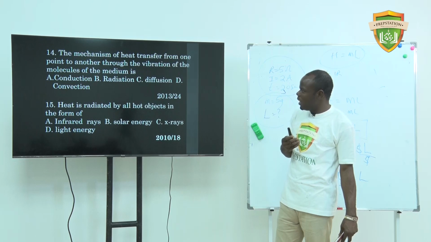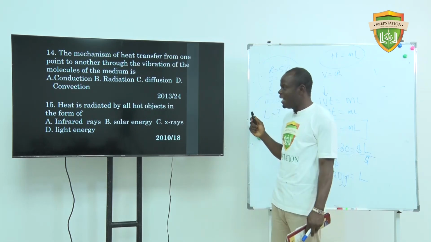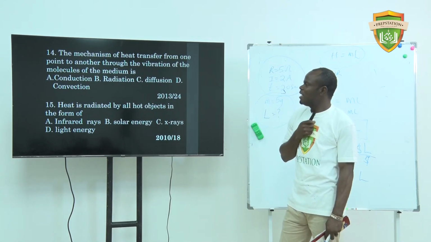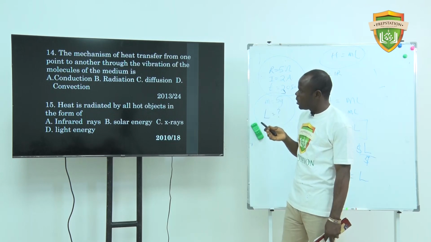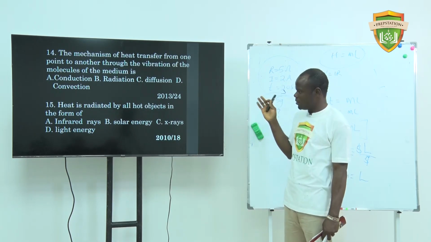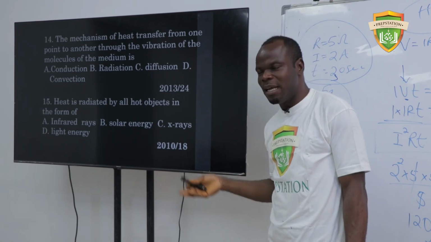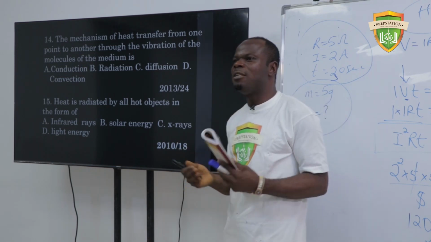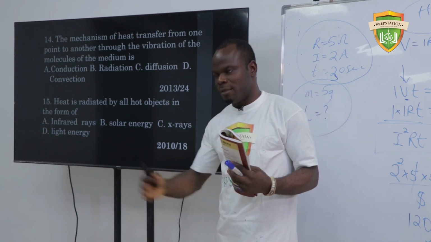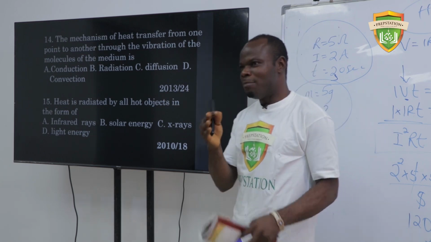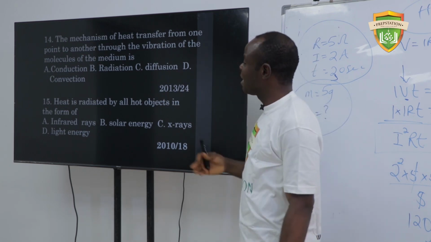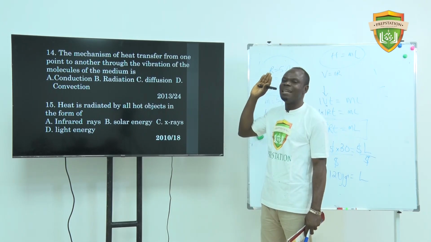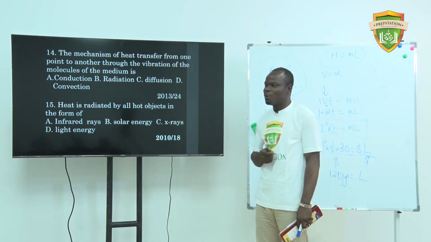Alright. The last question I have here is 2010 question 18, and it goes this way. It says, heat is radiated by all hot objects in the form of what? We have X-ray, solar energy, light energy, and infrared. In this class, I've not really taken time on the concept of rays, analysis of rays, so I'm sure we're going to do that next time. But the correct answer here is definitely infrared rays. You always have this question repeated in the same form. That is A as the correct answer.